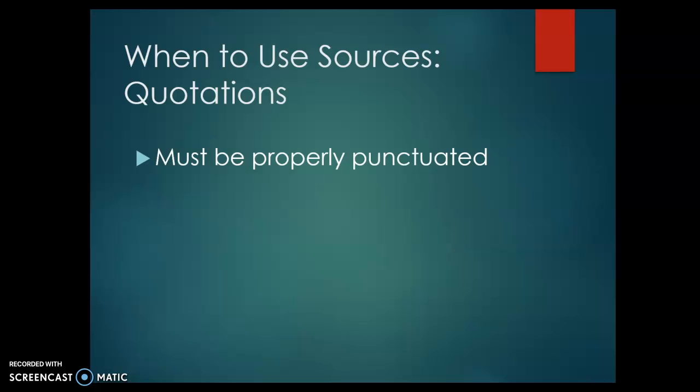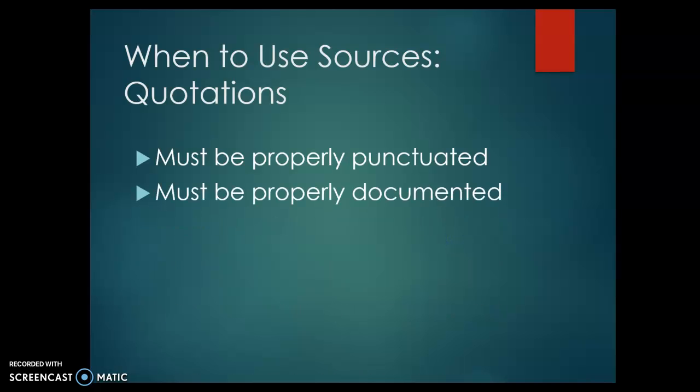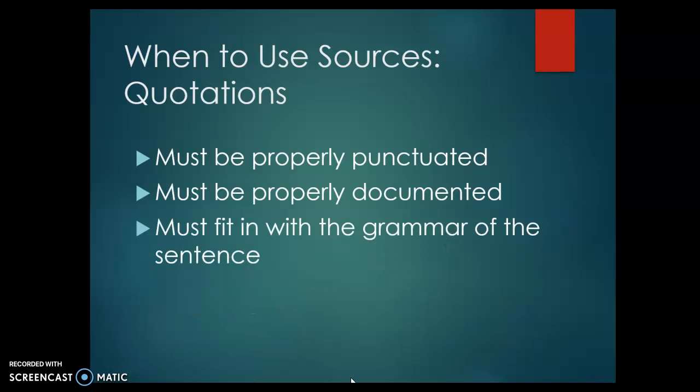When you're using sources and quotations, they have to be properly punctuated, which means you have to figure out where that period goes. You have to figure out where the parentheses goes, where the comma goes. It has to be correct. You can't just say, I think this is correct, I'm going to halfway do this. It has to be correct, which means you have to know where to go to find the information to figure out how to do this correctly. It has to be properly documented, which means it has to be a source that you can provide the information for in your reference citation and also in your in-text citation.